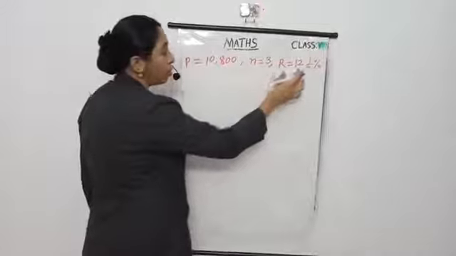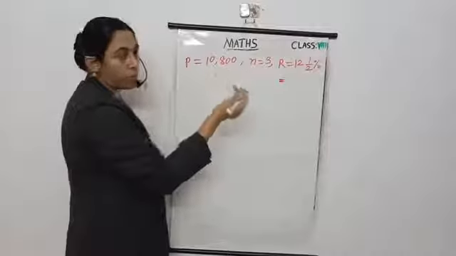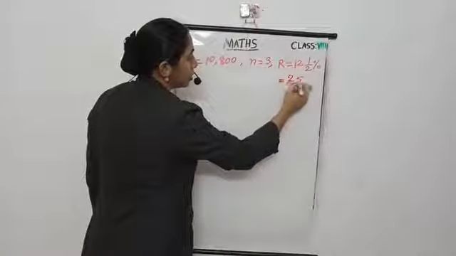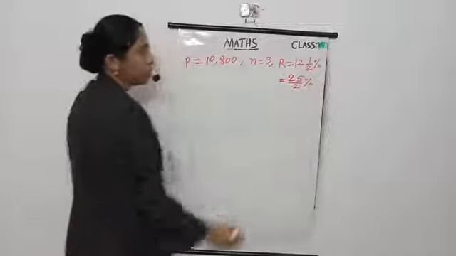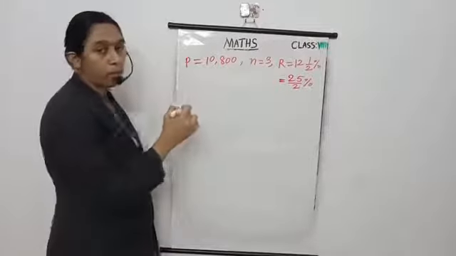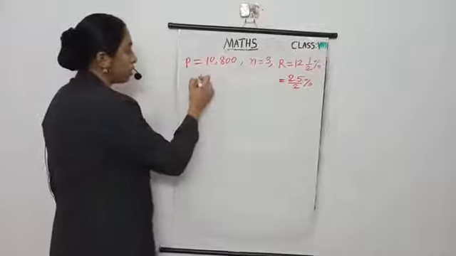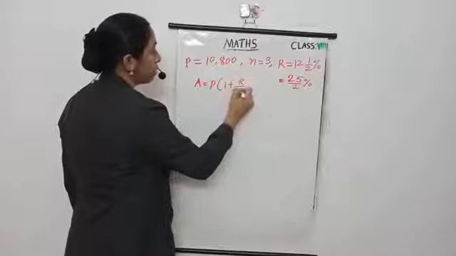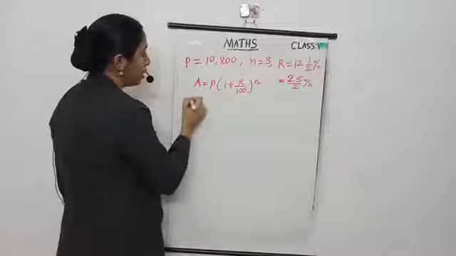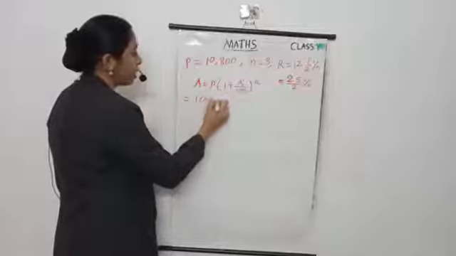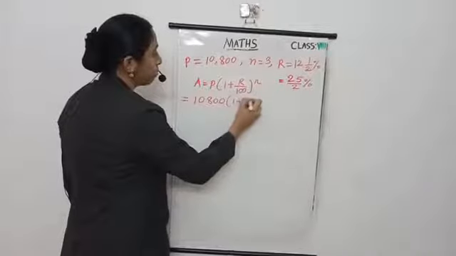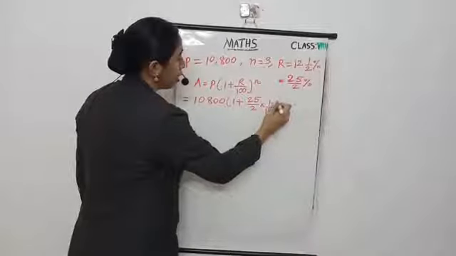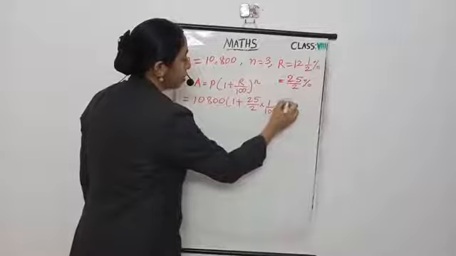12.5% we need to convert to an improper fraction: 12 into 2 is 24, 24 plus 1 is 25, so this is 25 by 2%. Okay, now the amount and the compound interest. First, amount is equal to P into 1 plus R by 100, all raised to n. Substituting values: 1800 into 1 plus 25 by 2 into 1 by 100, all raised to n, which is 3.